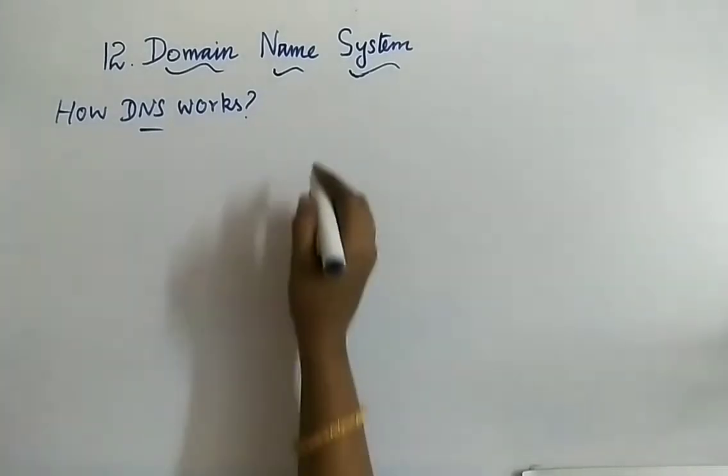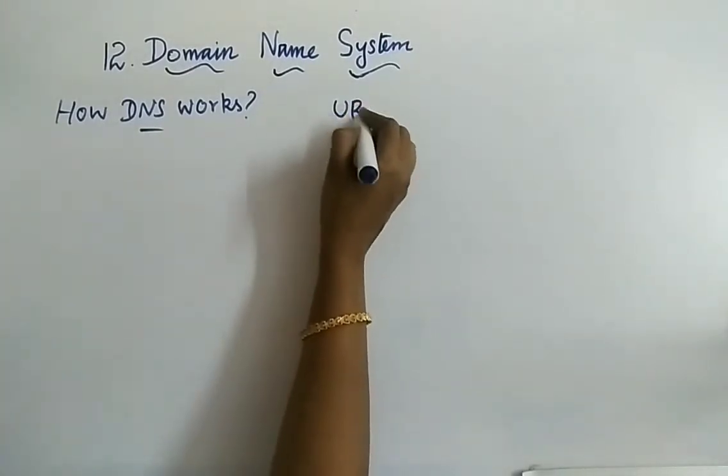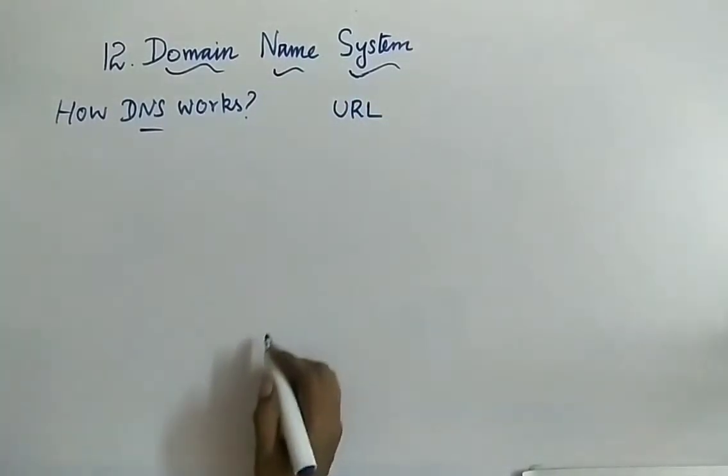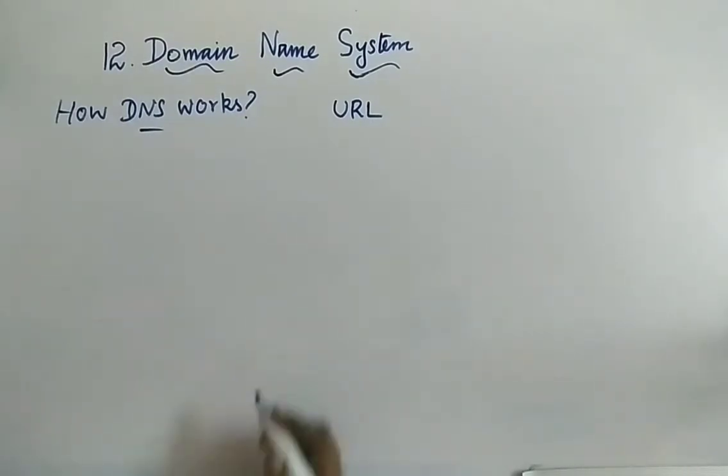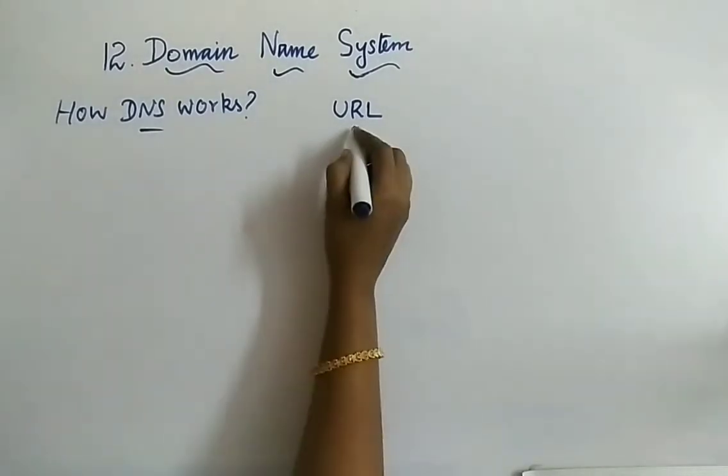Listen, first the user is entering the URL. The URL will have 4 parts, as you know. It consists of the protocol, domain name, folder name, and the file name. So after entering it, what is going to happen?